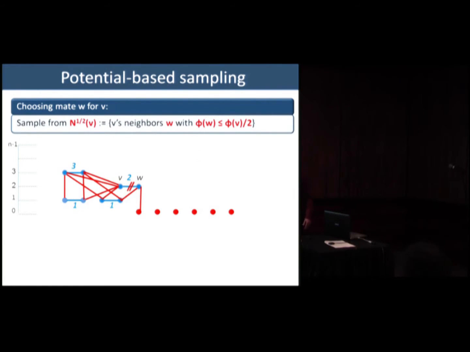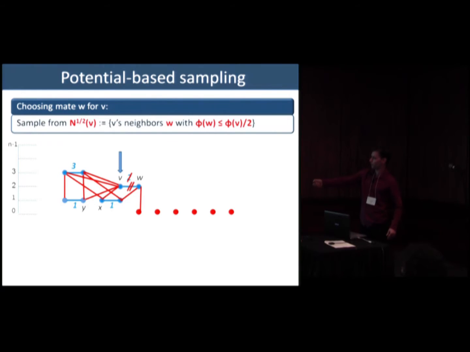Let's see an example. This edge has potential 2, and it's deleted from the graph. Now, let's focus on vertex V. We need to find a mate for it. We're going to sample a neighbor, sample a mate for V from this set, N_1/2 of V. Now, in this example, V has a potential of 2, so we are going to restrict the attention to neighbors with potential value of 1 or less. There are 2 options in this example.